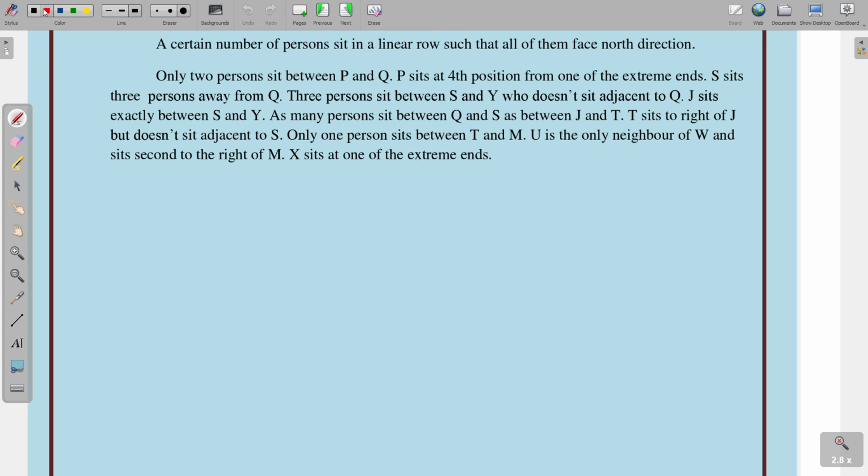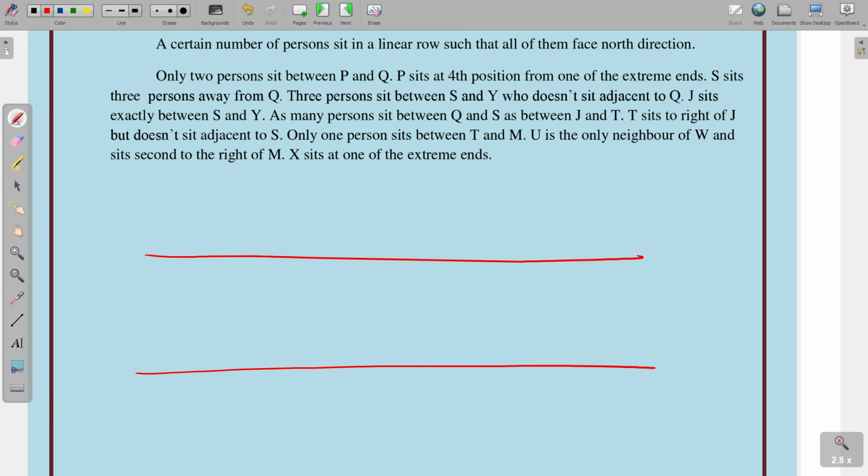facing north direction. Okay, so two possibilities. Only two persons sit between P and Q. P sits fourth from the extreme end. So suppose 1, 2, 3 and 4. Here P is there, and between P and Q only two persons. So Q is placed here. Or 1, 2, 3, 4, here P is there, and next 1, 2, here Q is placed. Next, S sits 3 positions away from Q. So 1, 2, 3, here S.